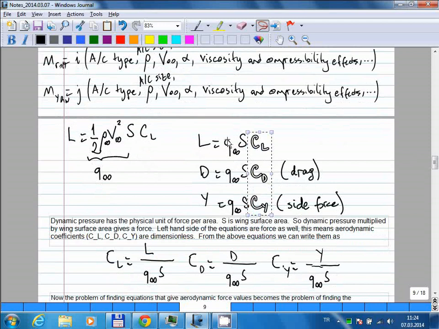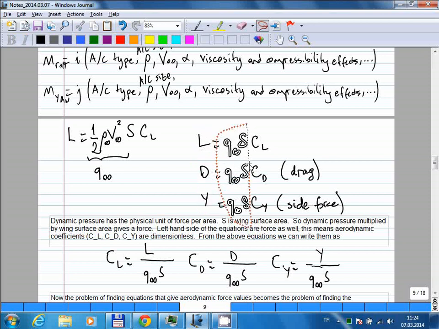Okay. So one thing nice about this presentation is, in fact, that's the reason why this S is included. Anyway, this is dynamic pressure. So it is, in fact, a pressure term. So it has the physical units of a pressure, which is force per area. And S is an area. So Q infinity times S has the physical units of force. Okay? So on the left-hand side, this is a force term. These are all force terms, which have the units of newtons, for example. And these Q infinity S terms have the same units, force units.